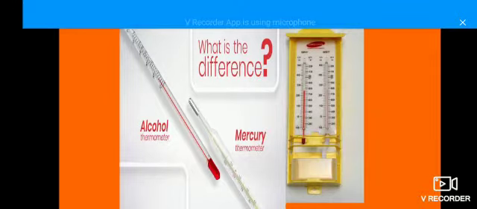And inside the tube, just like you have ink inside the tube of your pen, inside the tube of a thermometer there are two liquids that can be there. It is either alcohol or mercury. It is this liquid that helps to determine the temperature rise or fall of a body or an object.